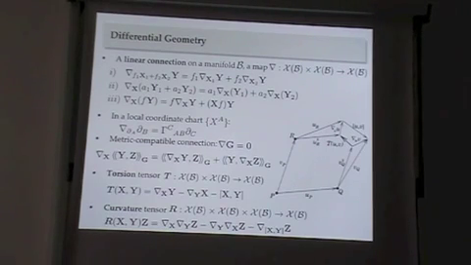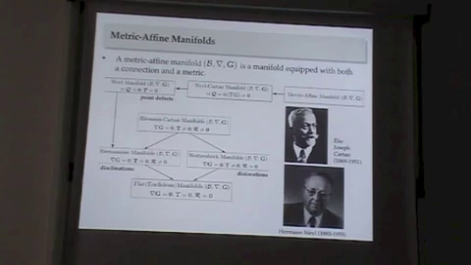Given a connection, you have two important tensors. One is the torsion tensor, which is the geometric analog of the dislocation density tensor, and curvature tells you how far you are from being flat. And if you look at compatibility equations in nonlinear elasticity, they're written in terms of the curvature tensor of some metric, which is the right Cauchy-Green strain.